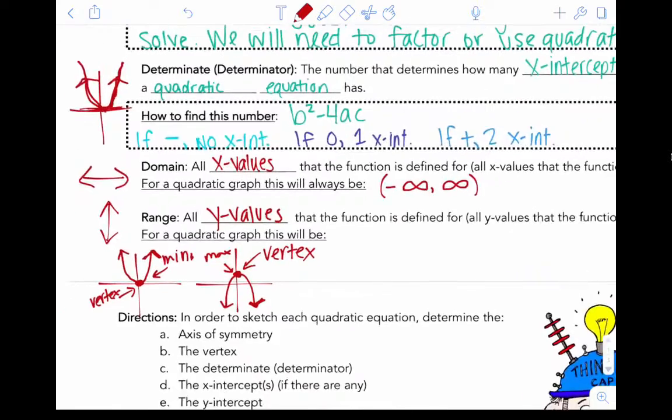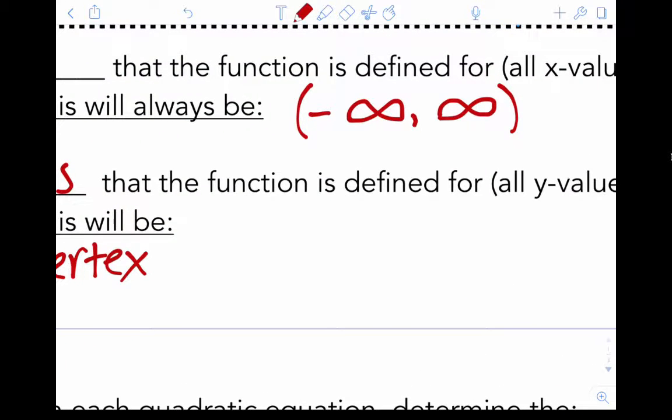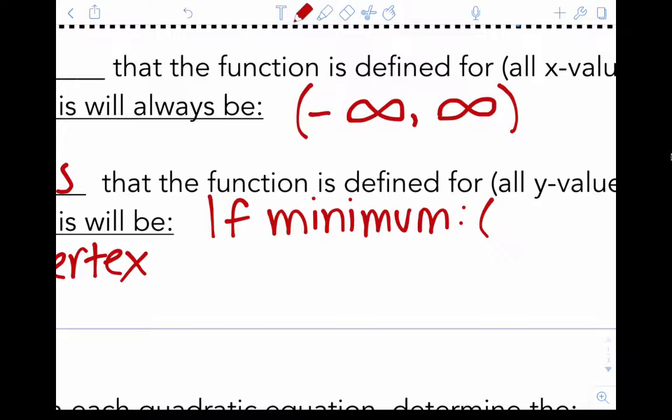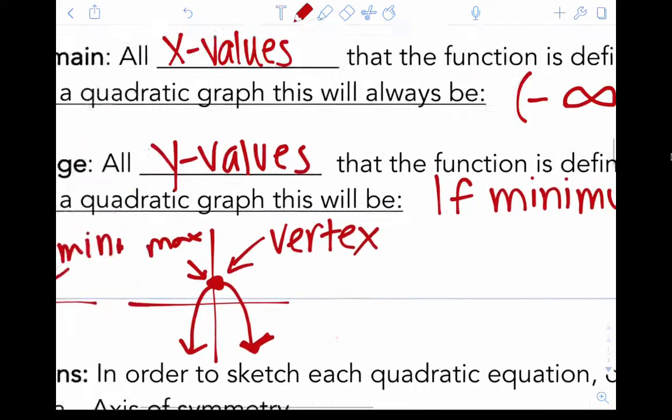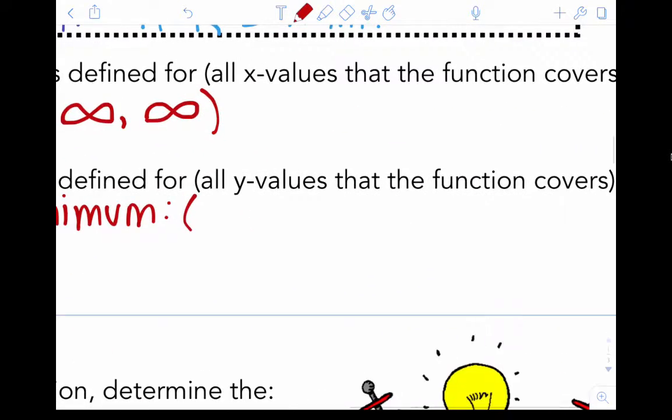So if there's a minimum, so it has a lowest point and then goes up forever, it's going to be that lowest point, which is the vertex or the minimum. So it's the minimum point, which is the vertex, all the way up forever to infinity.